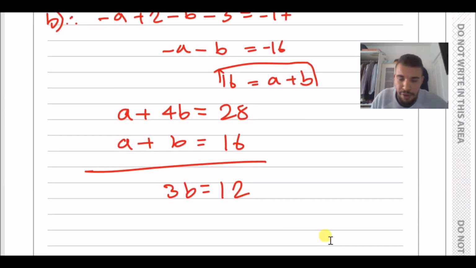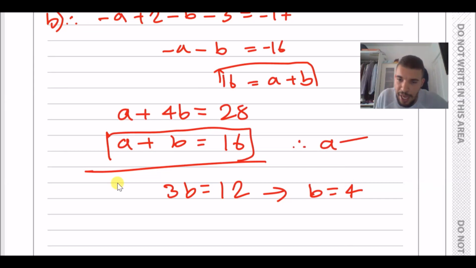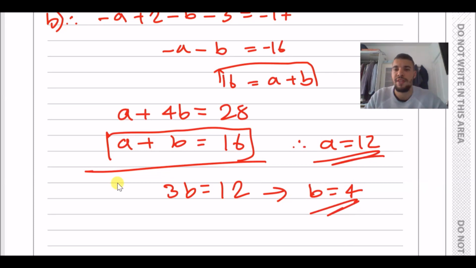And then now just dividing 3 across, you're going to say that b is going to equal 4. And since b is 4, use the second equation here. a plus 4 is 16, so therefore, subtracting 4, a must be 12. And yeah, guys, that's number 2 wrapped up.